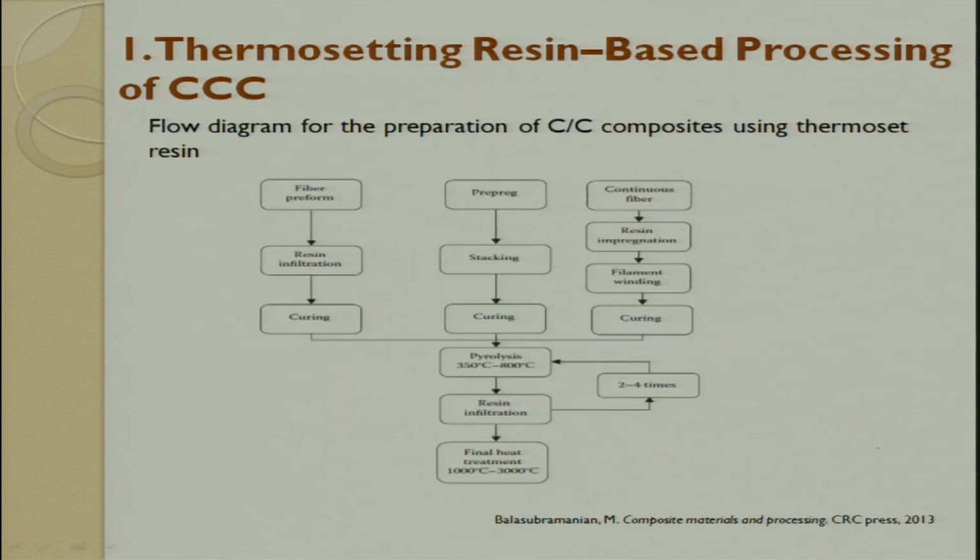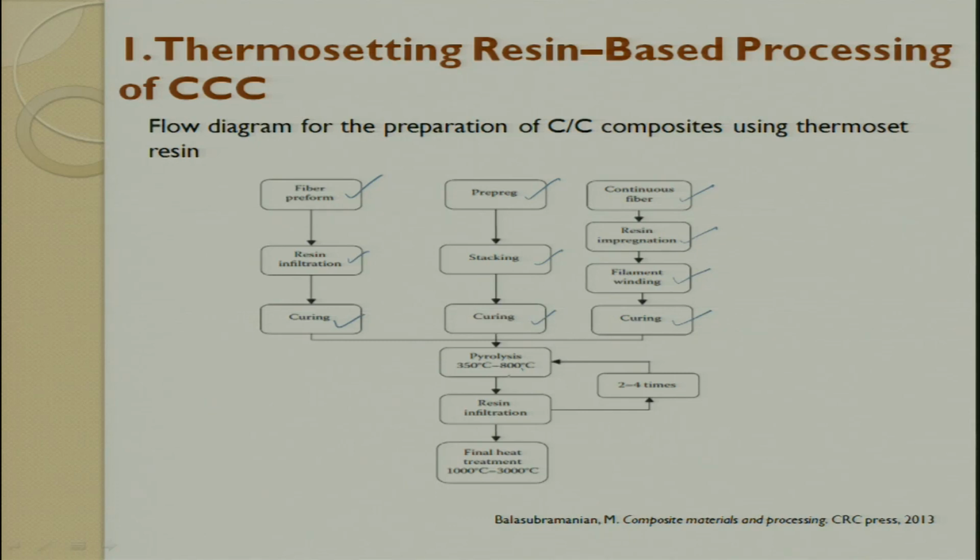So, if you look at it, following is a flow diagram for CC composite using thermoset resin. You have a fiber preform. Resin is infiltrated into it, then we do a curing. The next stage is you get a pre-preg, then stacking of the pre-preg, and you do curing. Pre-preg is where the polymer is already fitted into the resin. So, you have a continuous fiber, then resin impregnated, we do filament winding and then we do curing. When all these are cured, you go to pyrolysis. Pyrolysis is done up to a temperature of 800 degrees Celsius.